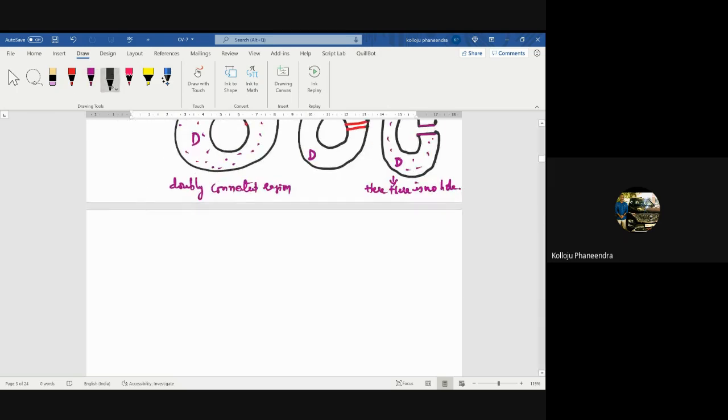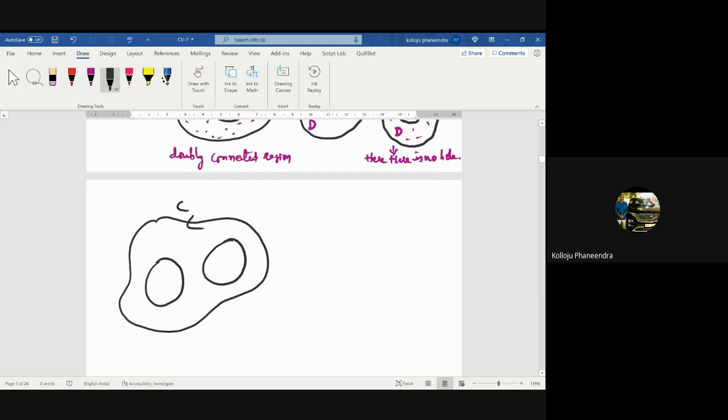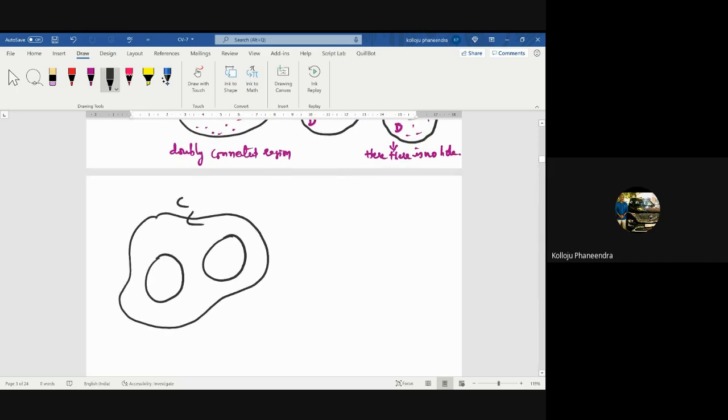Let me take one triply connected region. This is one curve C. There is one hole here, there is another hole here. I'm taking this one C1 and this is C2. This is the domain D. So these are the points of the domain, not inside the holes. What is this one? Triply connected.